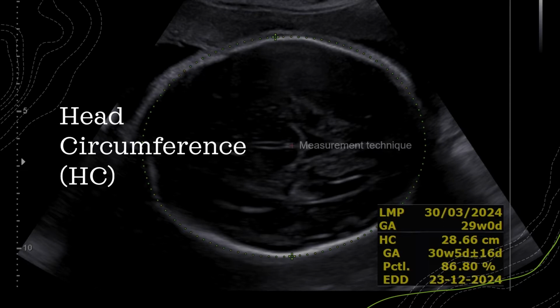Next, we move on to the head circumference, or HC. HC is measured around the outer perimeter of the fetal skull at the level of the BPD. Like BPD, HC is an important indicator of fetal growth.